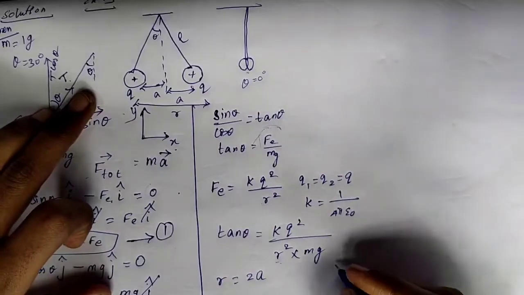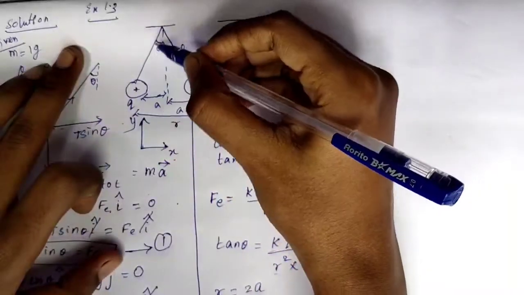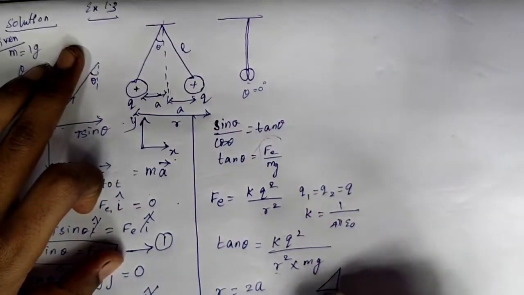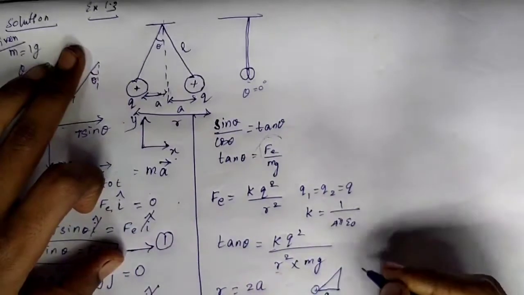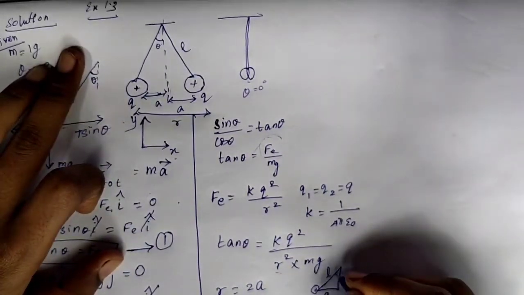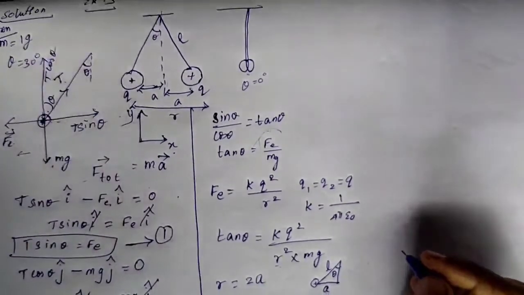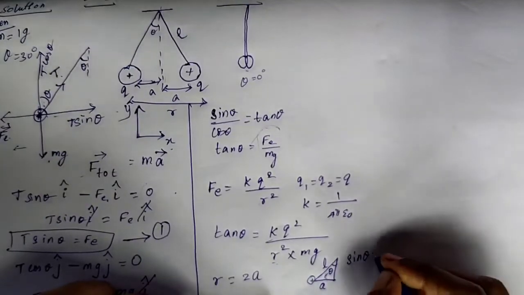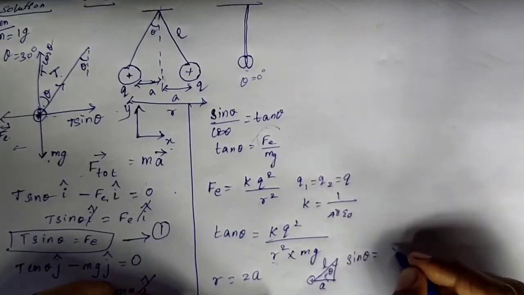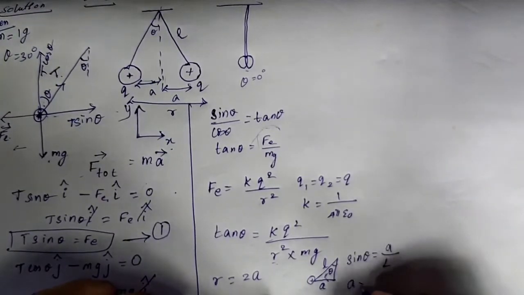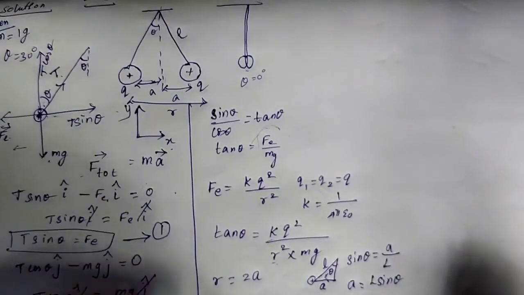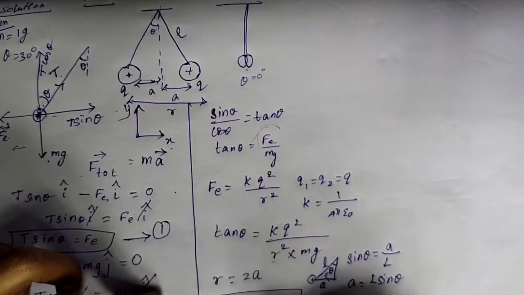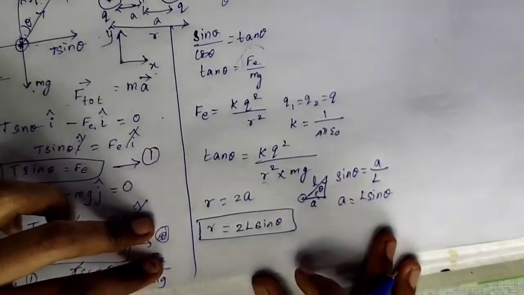Then what is a? Let's take this triangle. From this triangle, what do I get? This is my a. Here we have the charge, don't consider this, and this is our L. Here we have theta. Then a is the opposite side of theta, so I am going to use sin theta. Sin theta is equal to opposite by hypotenuse, that is a by L. Then what is a? L sin theta. Then 2L sin theta, that is nothing but our r.